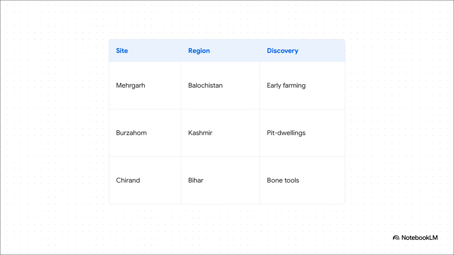And this brilliantly illustrates just how widespread and diverse these early settled communities became across the subcontinent. At Mehrgarh in Balochistan, one of the absolute oldest Neolithic sites in South Asia, archaeologists uncovered the very beginnings of wheat and barley farming. Up in the Kashmir Valley at Burzahom, we find these really unique pit dwellings and fascinating burial customs where humans were buried right alongside their domesticated dogs. Over in Chirand, Bihar, excavations revealed incredibly sophisticated tools crafted entirely out of animal bones and antlers.